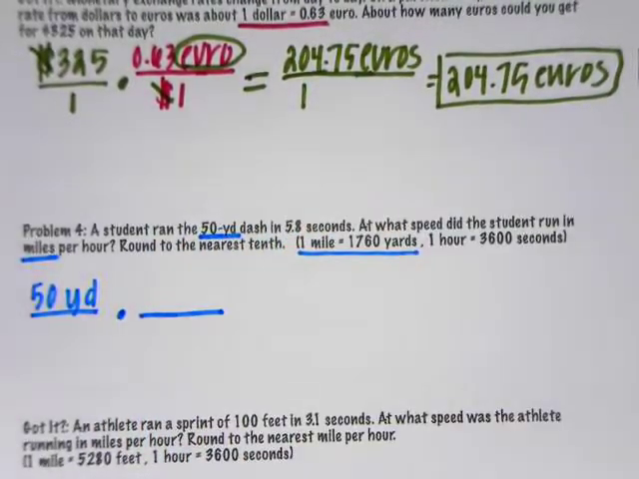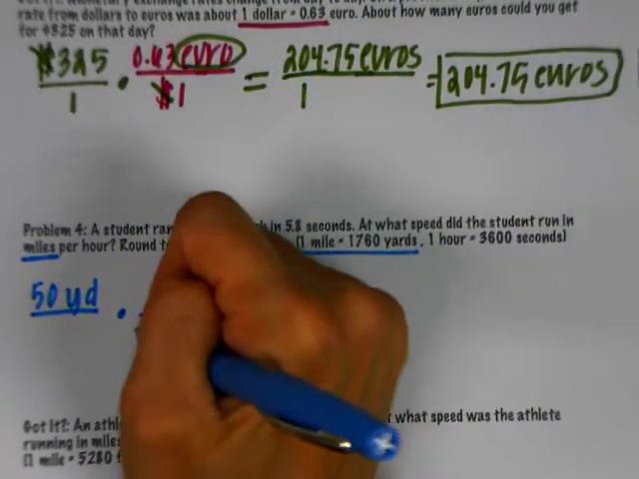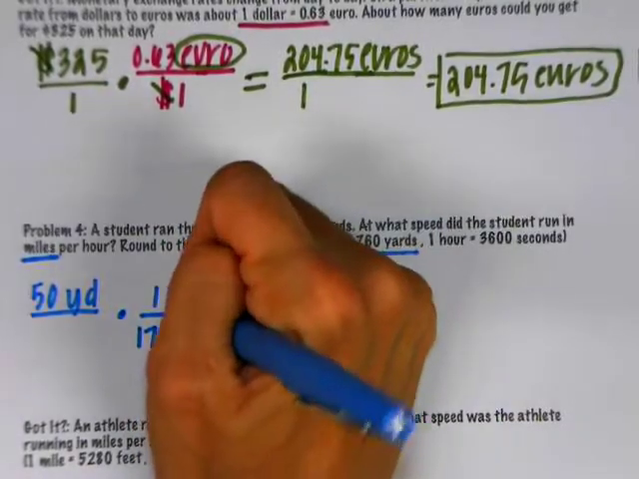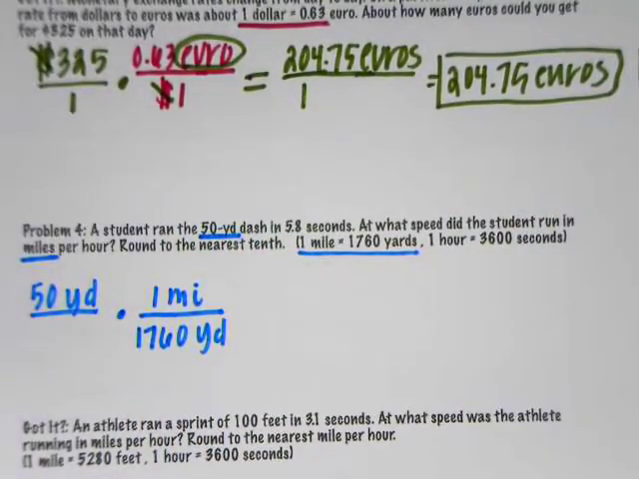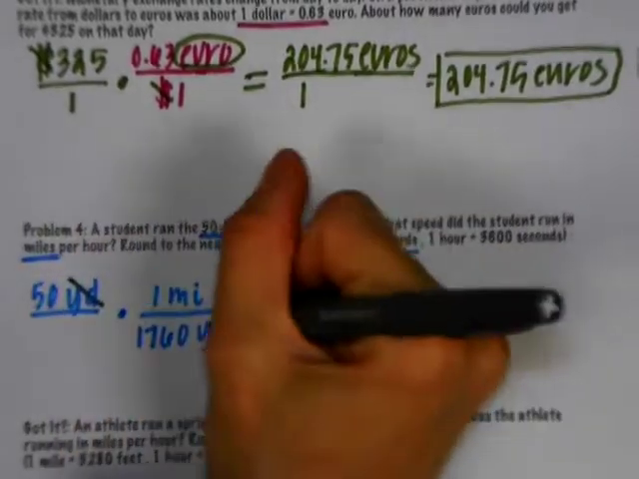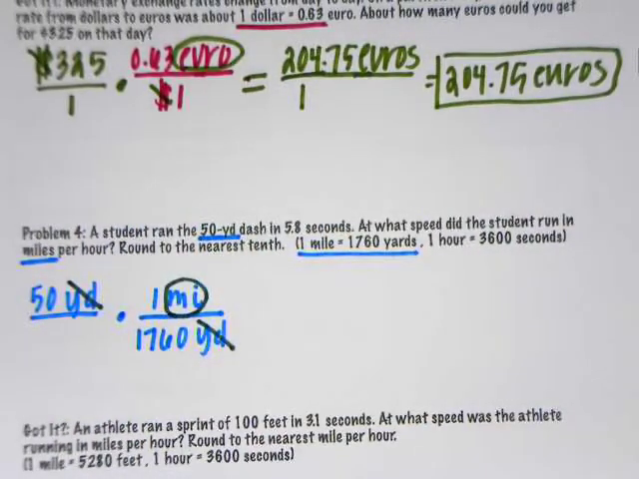And we're going to use our conversion factor, which is miles to yards. Where is yards going to have to be? On the bottom, yep. So 1,760 yards is equal to 1 mile. Good so far? Okay. So that's going to get rid of our yards because they're diagonal and leave us with miles, which is like the first half of what we need.